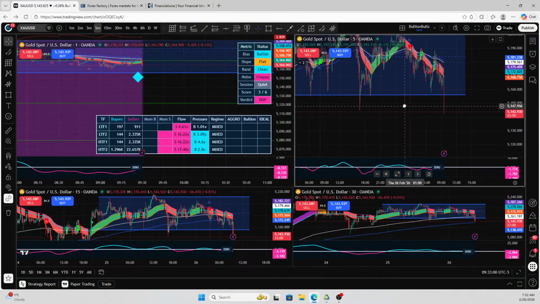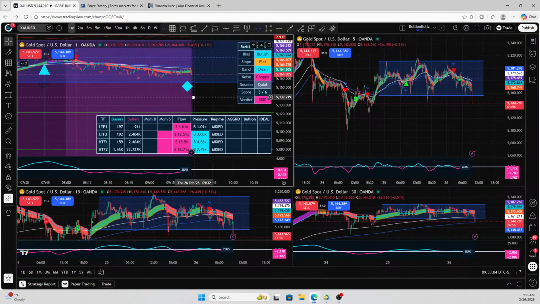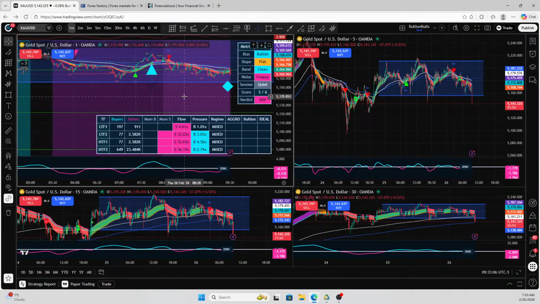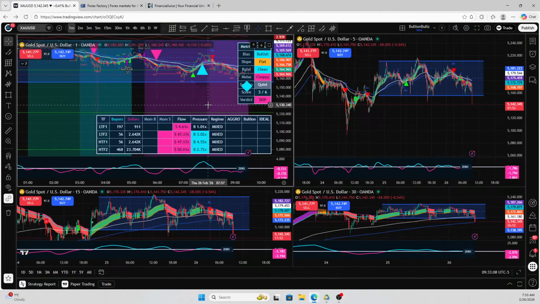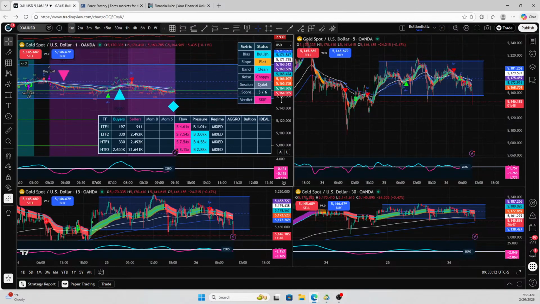This is the 5-minute chart. You can see the 5-minute chart has broken the range. The 1-minute chart is still within the range. So we're gonna wait.